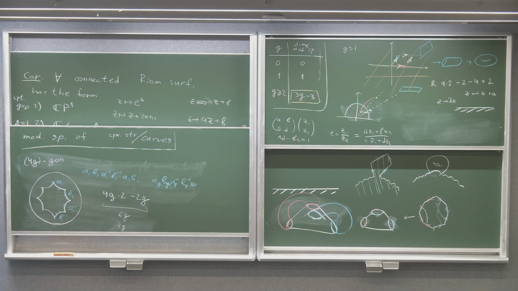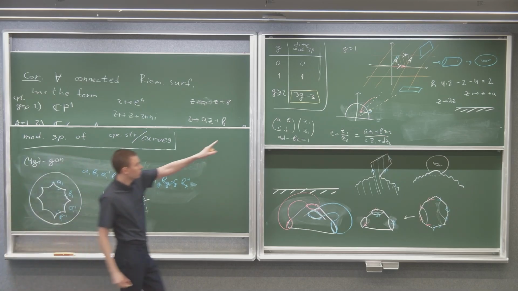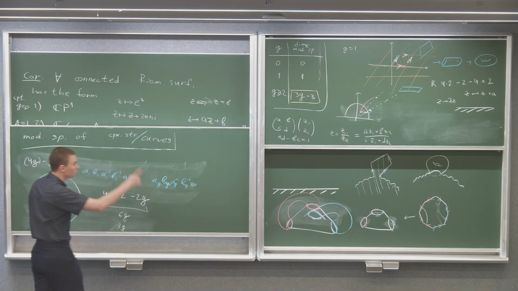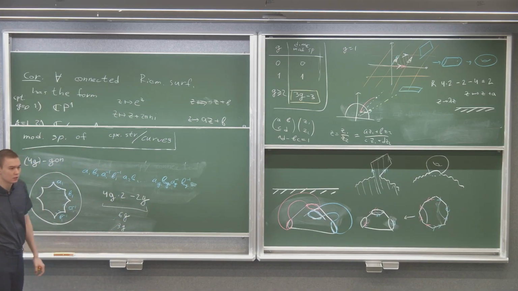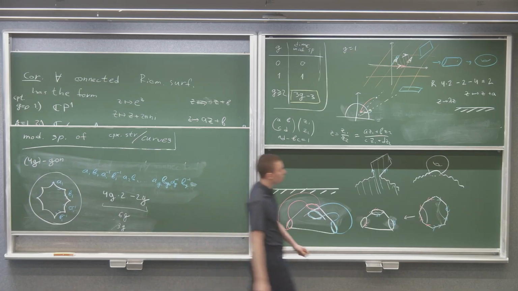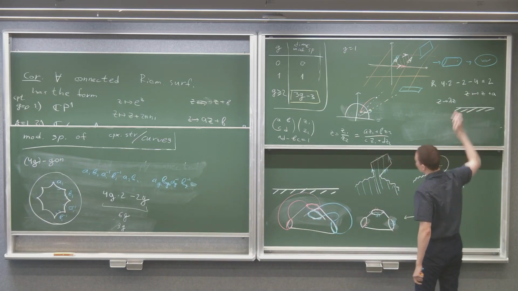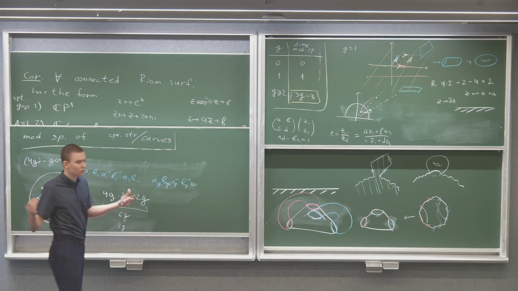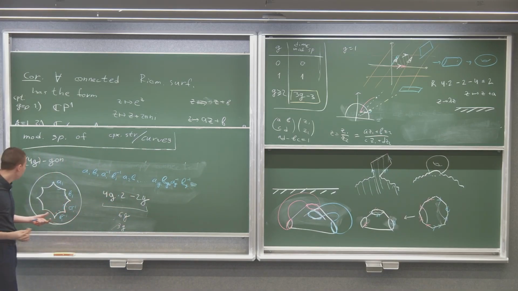Nice, so we already got this 3G. The last part is this minus 3, and it's complex minus 3, so it's real minus 6. So how do we get it? Well, minus 3 is easy to get. It's the same minus 3 as this one, minus 4. So we basically use all of our automorphism group to fix something.